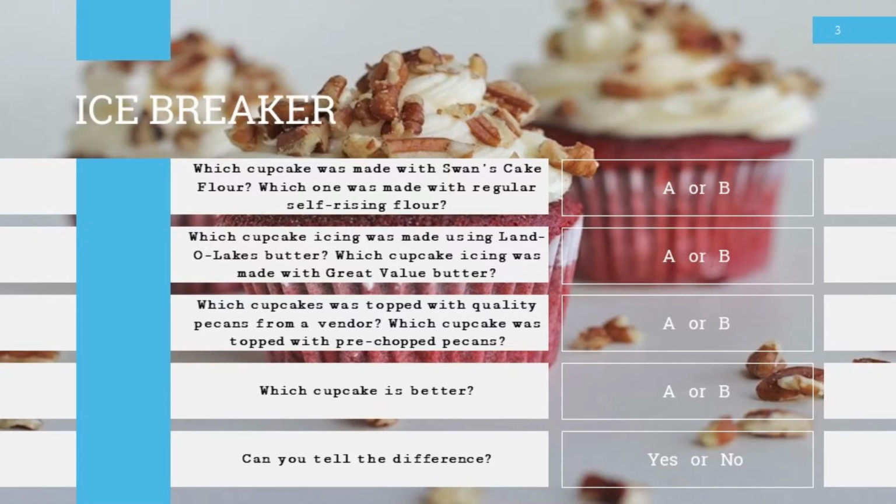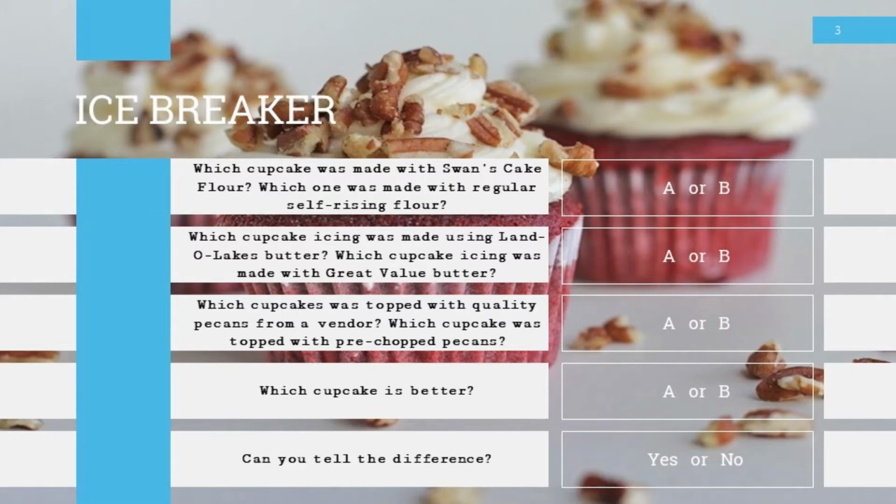For the icing, we use all name brand ingredients for one. We use the Domino confectioner sugar. We use the Land O'Lakes butter. And on the other one, we use Great Value confectioner sugar and Great Value butter. Can anyone tell me just by looking at these cupcakes which one you think was made with the name brand ingredients? Which one was made with the off-brand ingredients? Okay. Still kind of hard to tell.